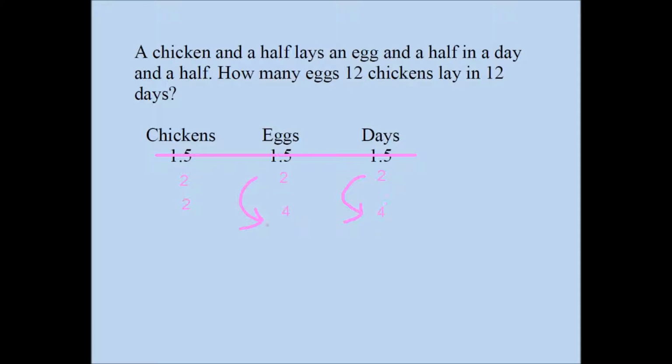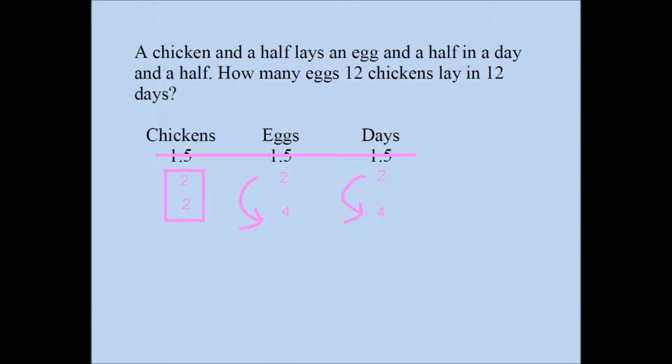Now, what I'm trying to say is this: when the number of chickens is constant, the number of eggs is proportional to the number of days, and that means if you double the number of eggs, you have to double the number of days. If you triple the number of eggs, you have to triple the number of days. If you multiply the number of eggs by 4 times, you have to multiply the number of days by 4 times.